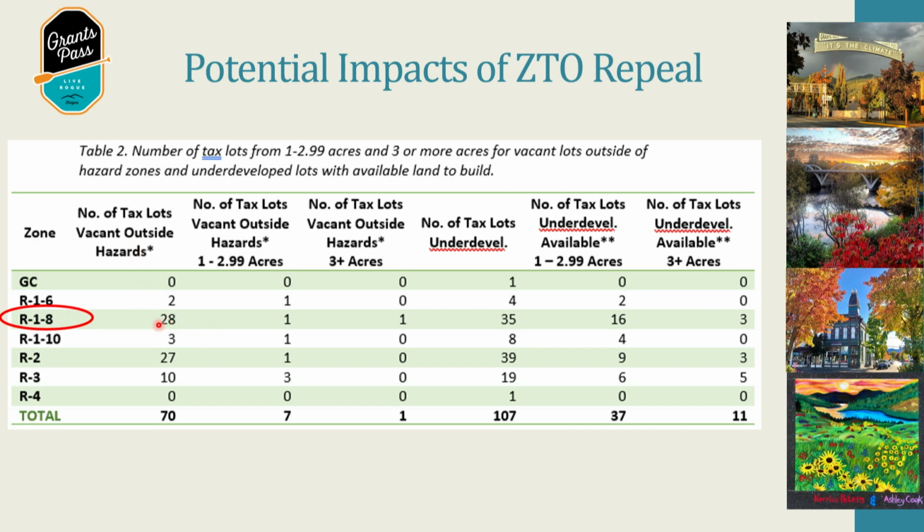And this is pointing that out: the R18 is 28 tax lots outside of vacant, that are outside of any hazard areas. That comes to 35 tax lots that are underdeveloped. 16 of those R18 are 1 to 2 acres, and then 3 of them are 3+ acres in size. So obviously this is all here for you to digest, and we can talk more about it, but I just wanted to call that one out because I think that probably has the most significant impact if you went with a full repeal.